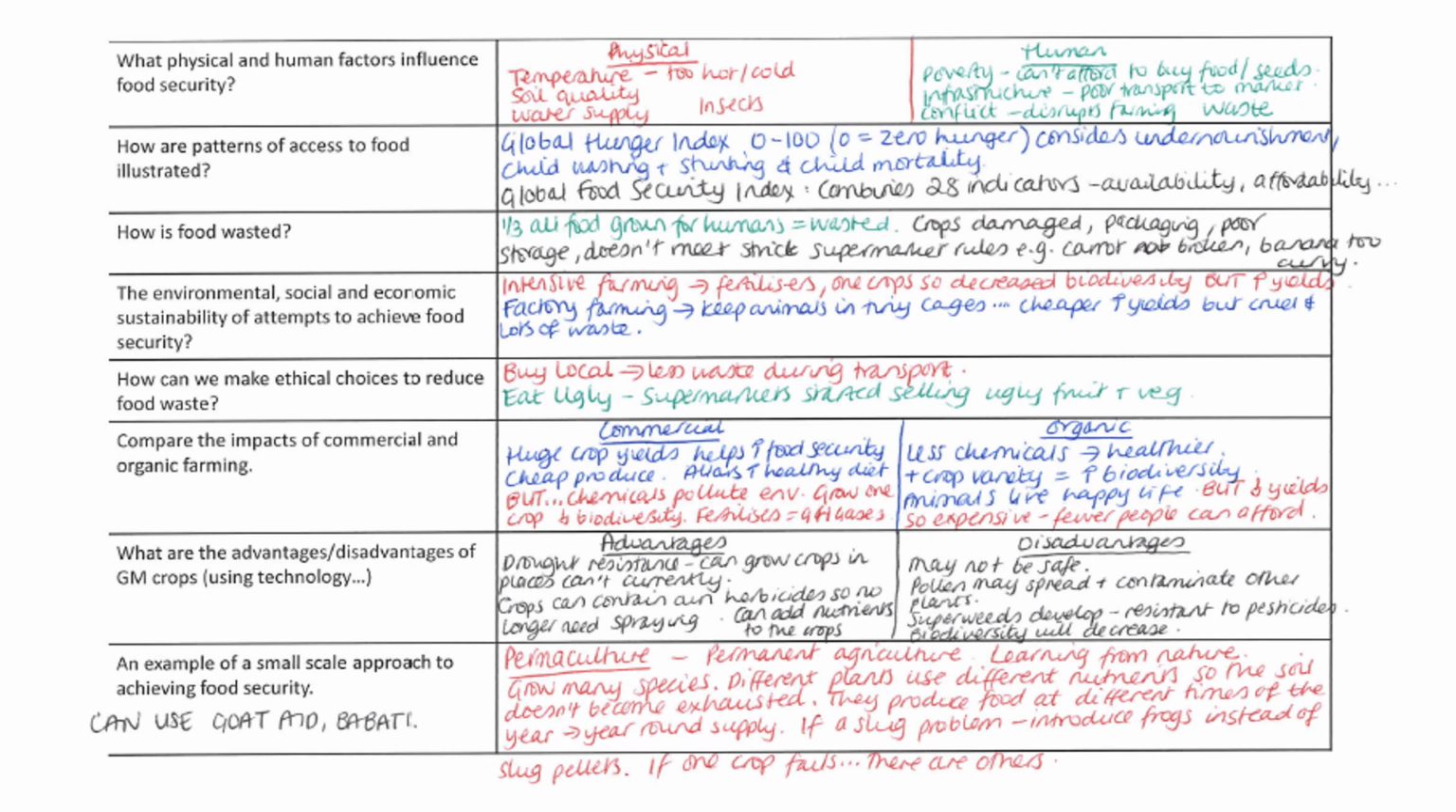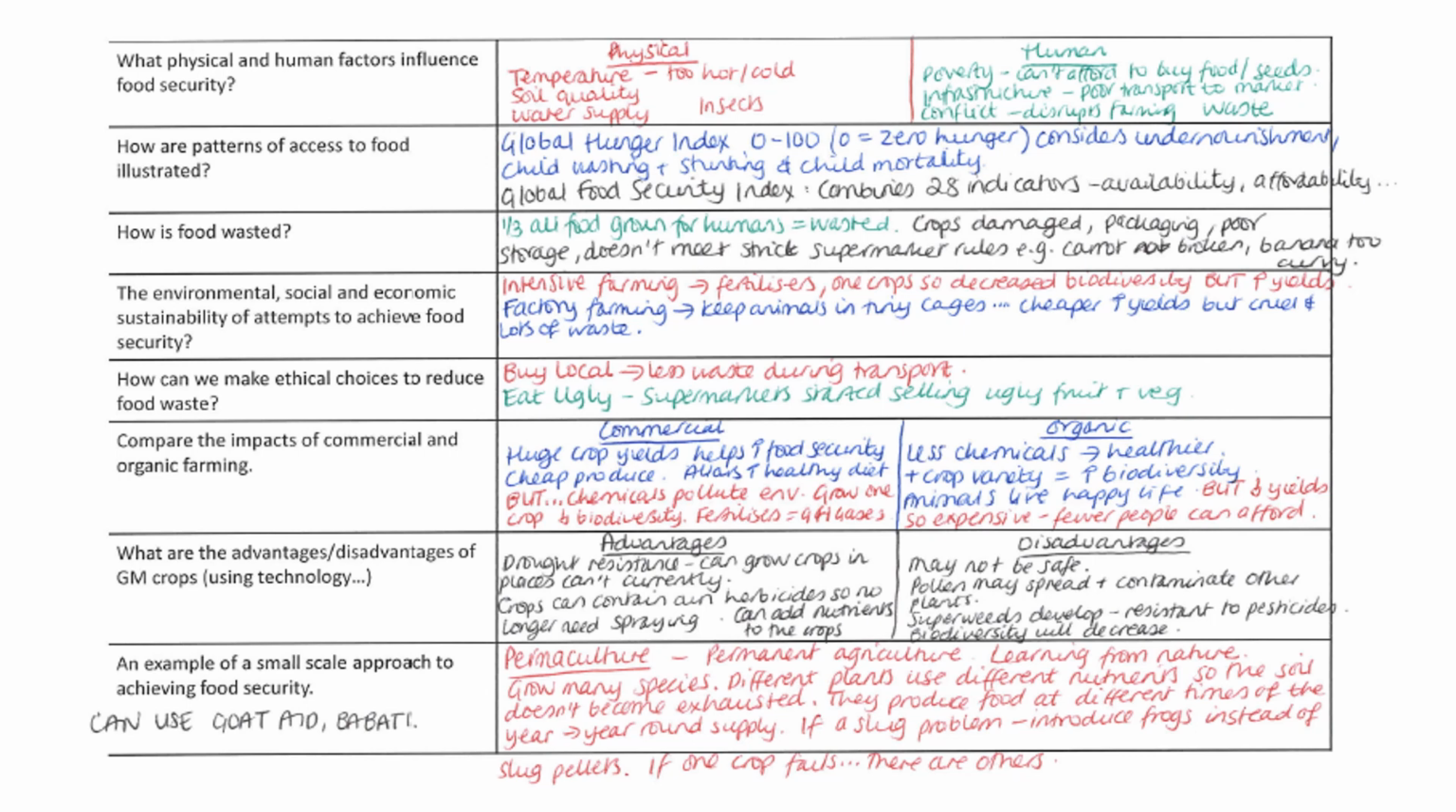How do we illustrate patterns of access to food? So we can talk about the Global Hunger Index, which is scored from 0 to 100, where 0 is zero hunger. And that looks at undernourishment, child wasting, child stunting, and child mortality. Or you've got the Global Food Security Index that looks at 28 indicators, including the availability of food, the affordability of food.